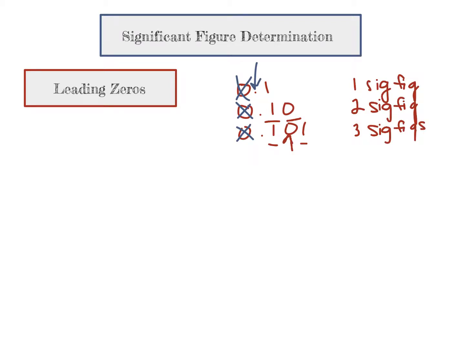These examples are pretty simple, but what if you had a 0.001? How many sig figs is that? Is it 3? Is it 1? Is it 4? What's going on? Well, in this case, we actually have 3 leading zeros. These are considered placeholders. You could even write that number as 1 times 10 to the negative 3, and it would have the same exact meaning. So we would say that this number only has one significant figure.